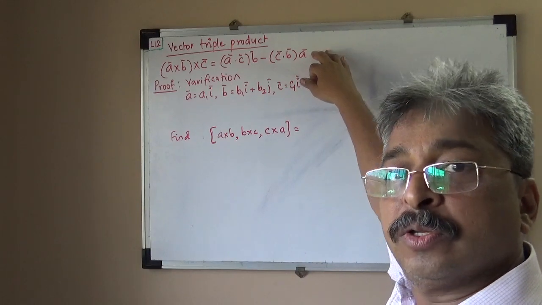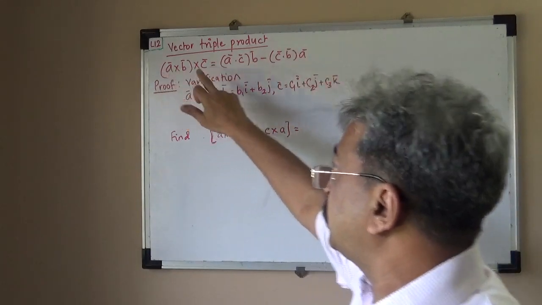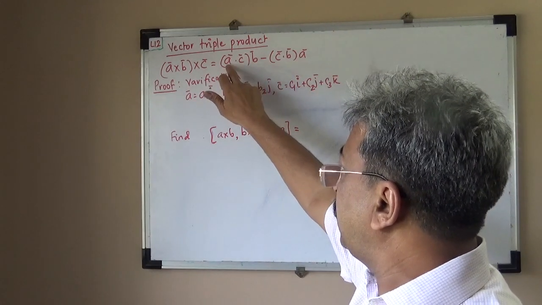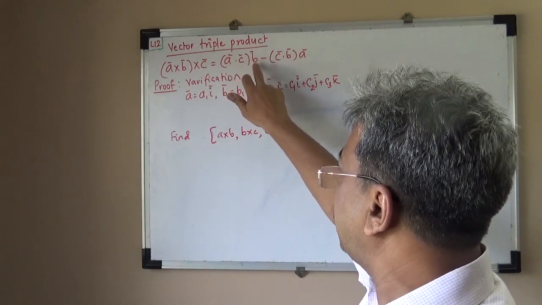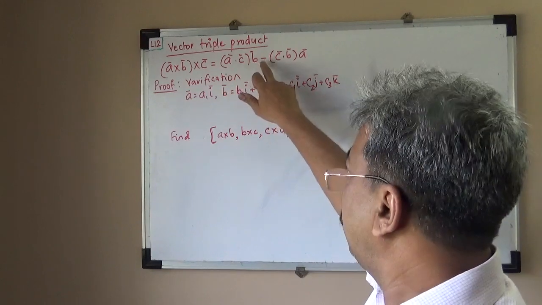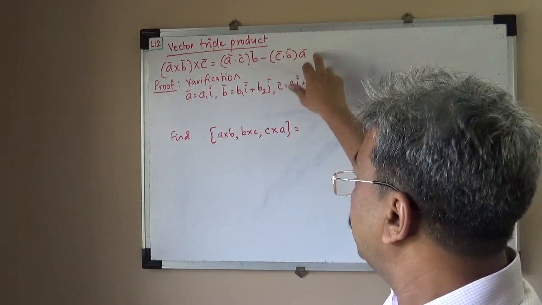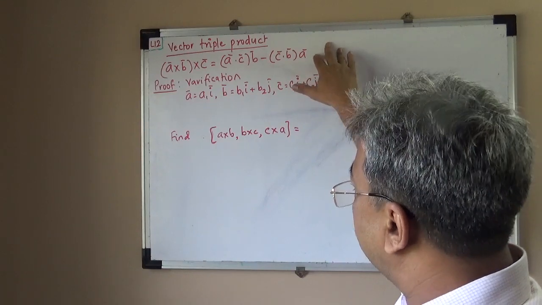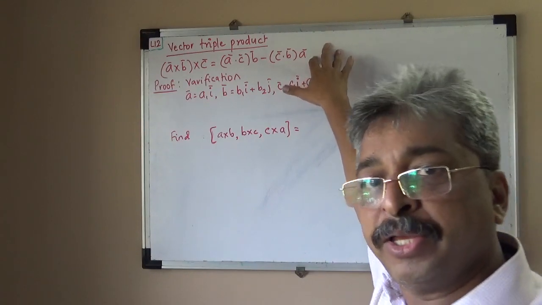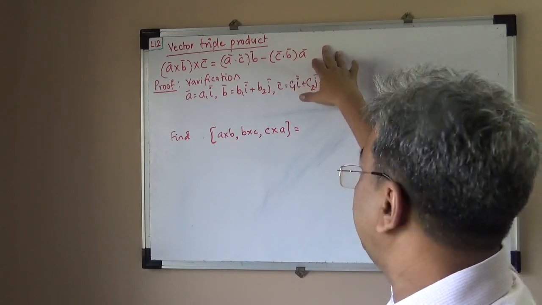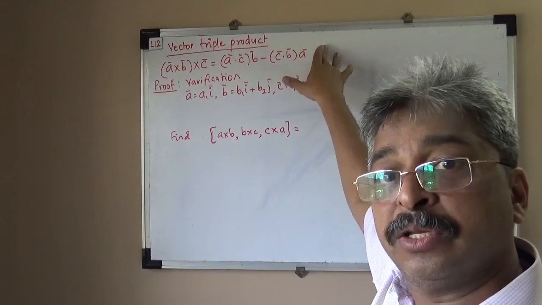That is what this vector triple product is eventually going to be, because a dot c is a scalar times vector b, minus c dot b is a scalar times vector a. So what we can do is cross check, verify whether this expression is true or not, and if it is true then we can use it.